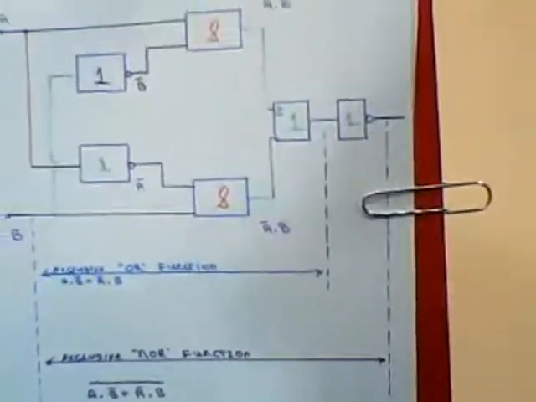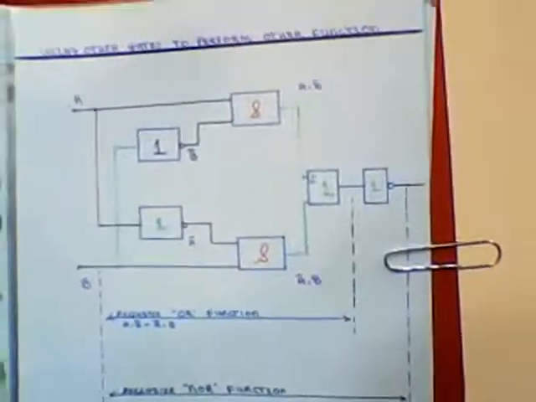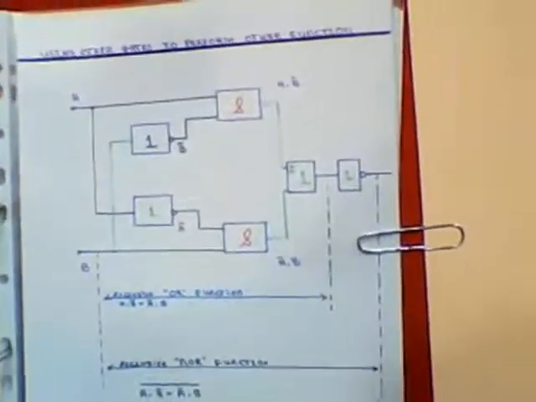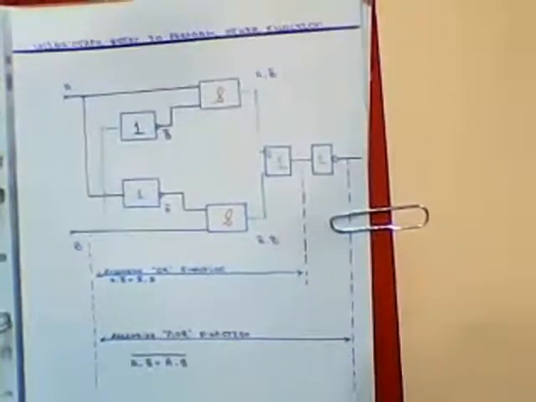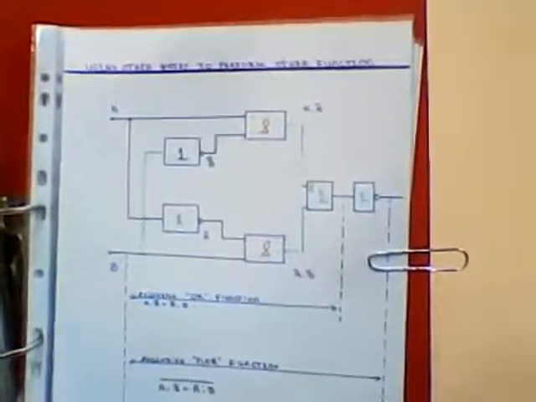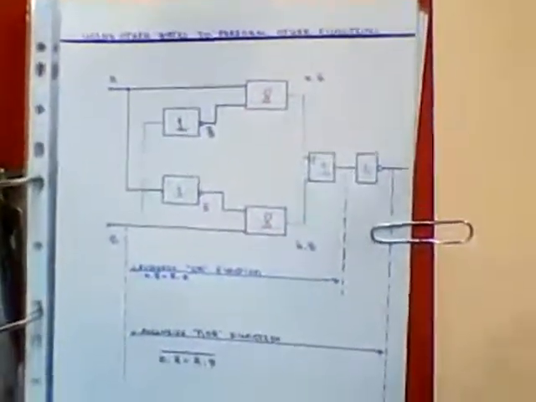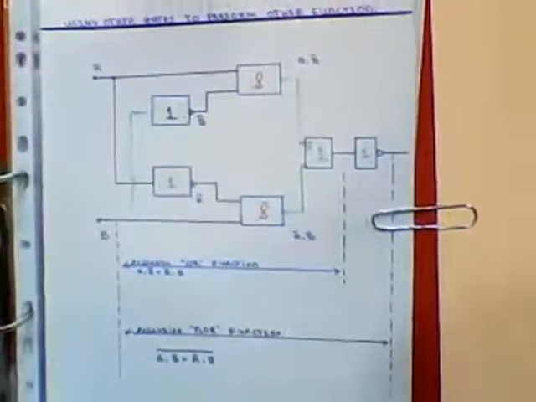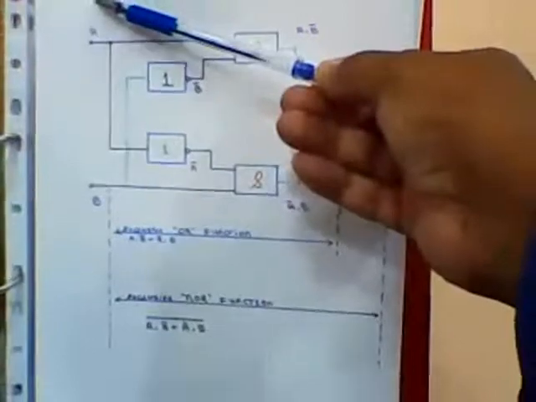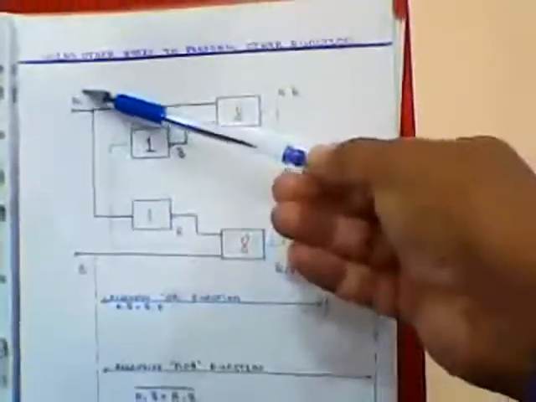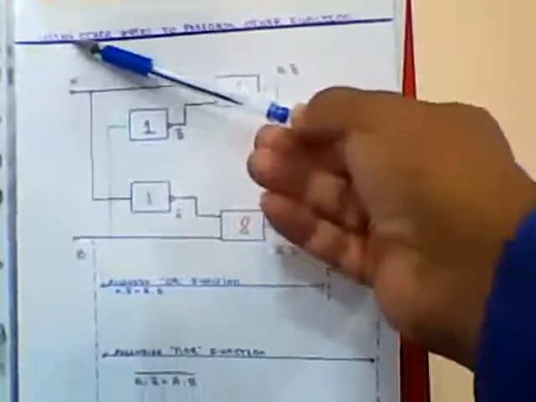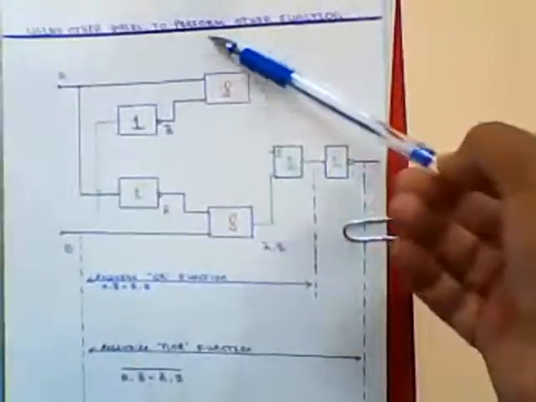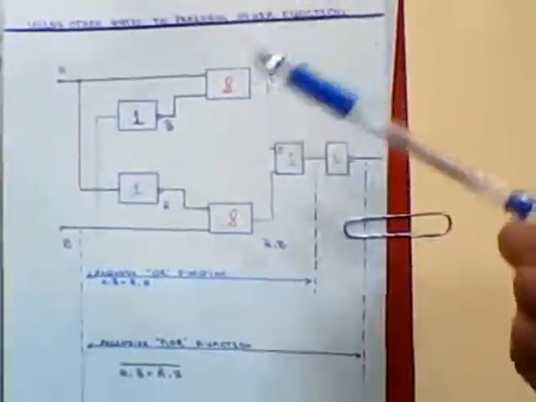Let me just go back a little bit, see if I can get this all in. Okay, I think that might just about do us. Okay. And again, this is using other gates to perform other functions. Okay.